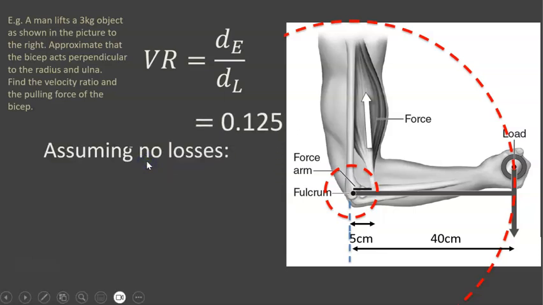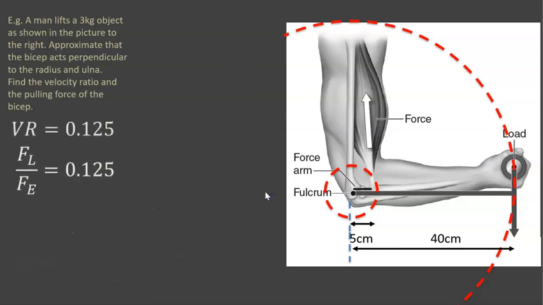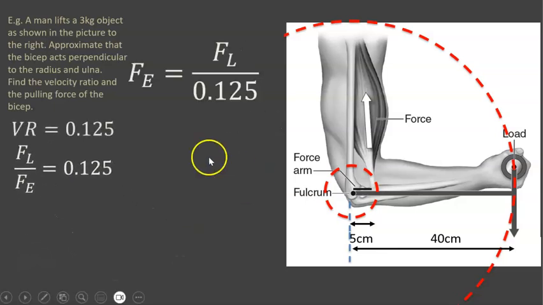And assuming that there are no losses, then we remember that the mechanical advantage is equal to the velocity ratio. That is, the mechanical advantage also equals 0.125. Using the definition of mechanical advantage, FL over FE equals 0.125, or 1 over 8. And just putting the summary there.